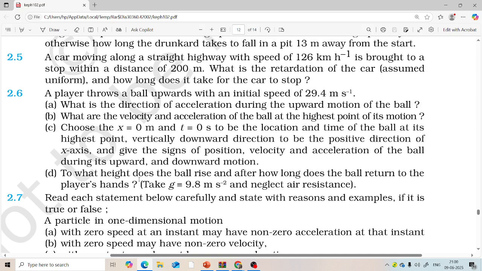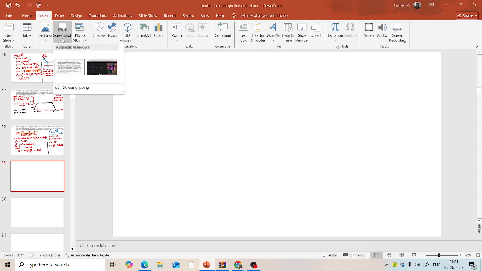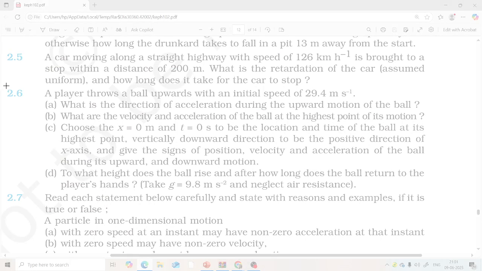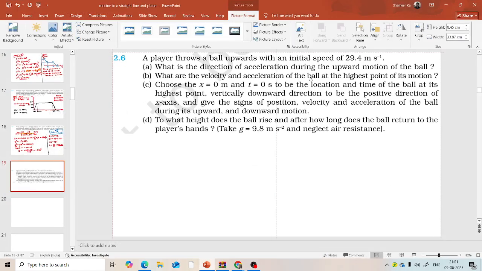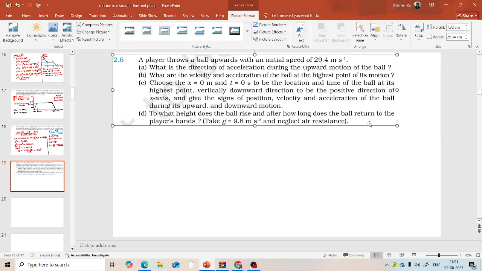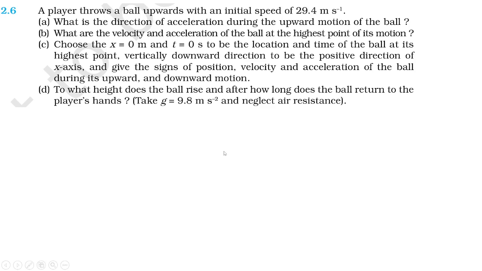2.6 is a tough question. 2.6 is really a tough question. I will discuss that. Okay, 2.6. It is about the sign of velocity, acceleration, etc. So 2.5 I discussed. I select the important problems. Let me discuss 2.6. Actually a tough question. Let me reduce the size. You may zoom. If it is not visible, you may zoom.